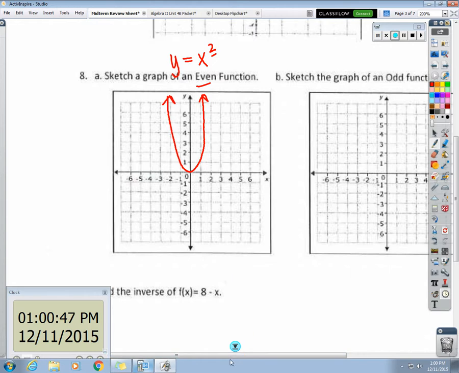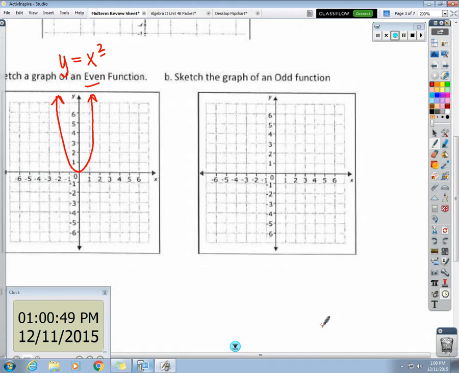Okay, what about odd functions? They go opposite directions. They go opposite ways and are symmetric to the origin. And think about it, that's a cubic function, which is y equals x cubed, and isn't 3 an odd number?